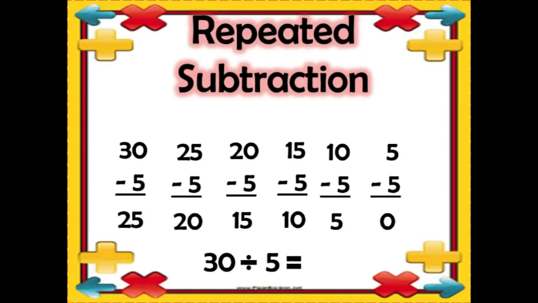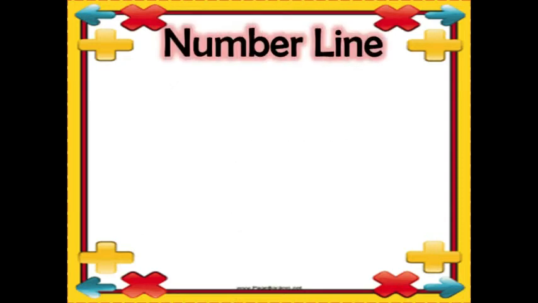After we write the equal sign, all we have to do is count the times, count how many times you subtract 5 from the number. So we have here 6, so we are just going to write number 6. So that is how you show the repeated subtraction in division and how we can write the division sentence using the repeated subtraction. So next, let's move on to the number line.